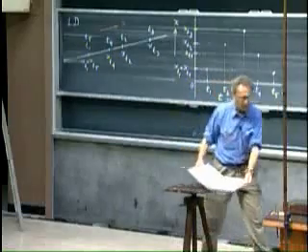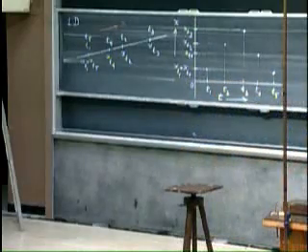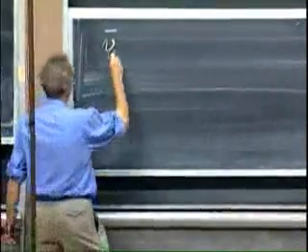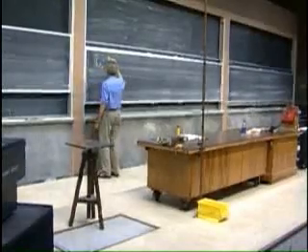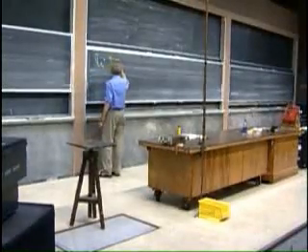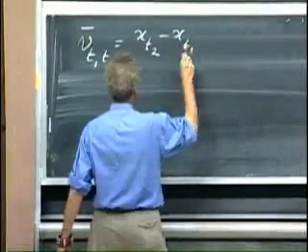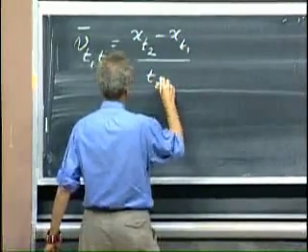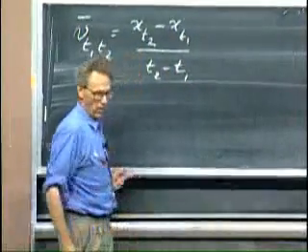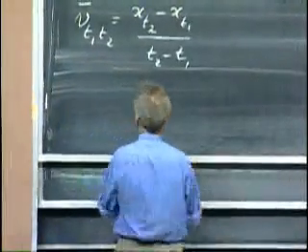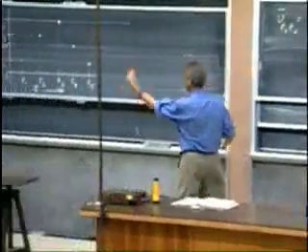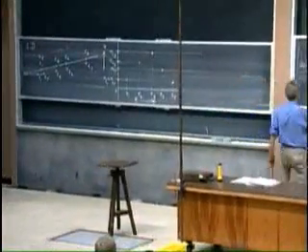Now we will introduce what we call the average velocity. I put a bar over it, that stands for average, between time t1 and time t2. That we define in physics as x at time t2 minus x at time t1, divided by t2 minus t1. That is our definition.